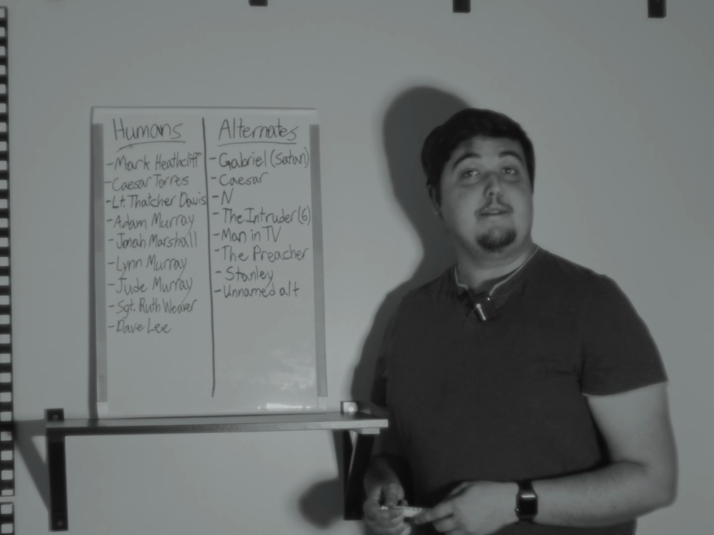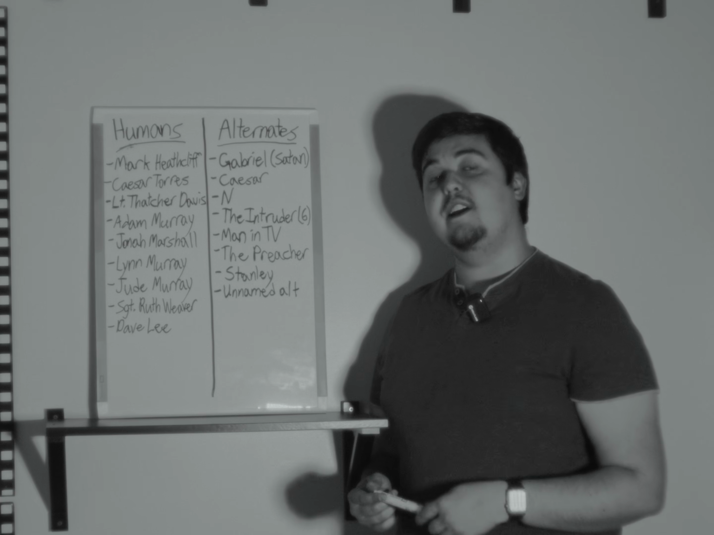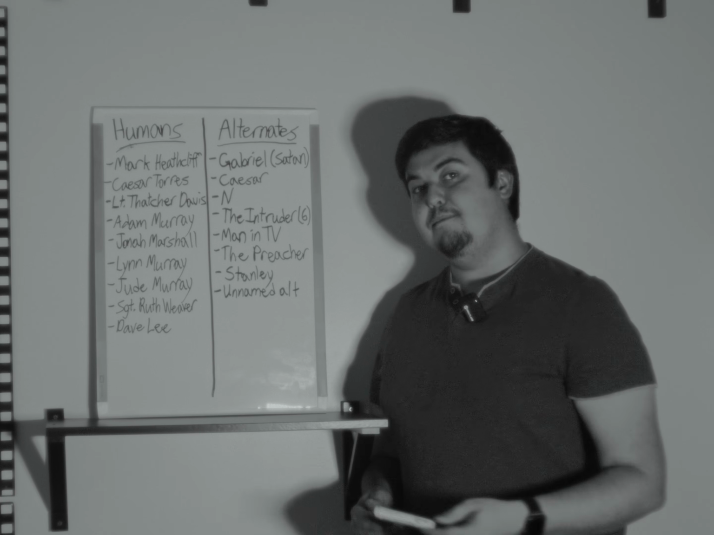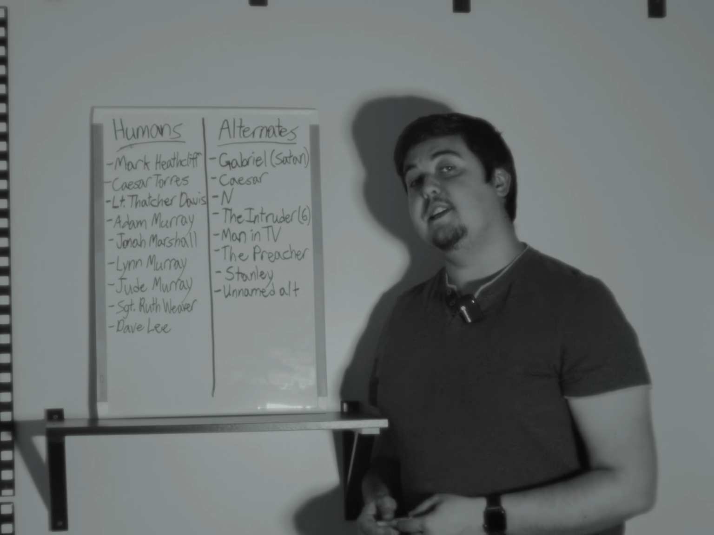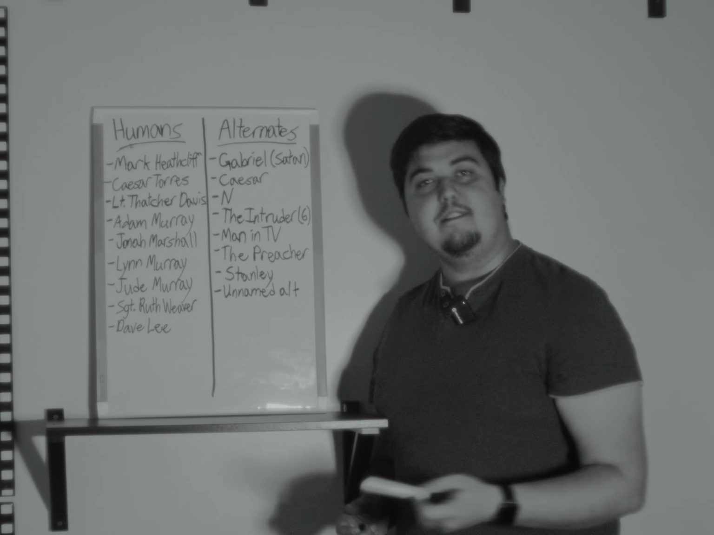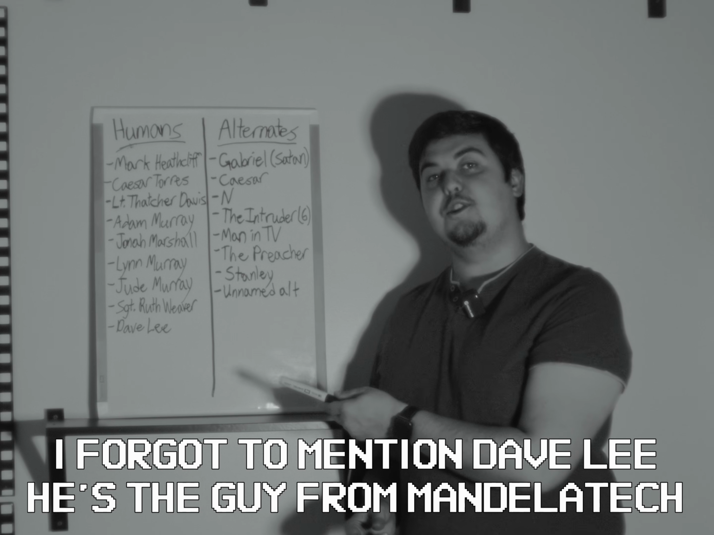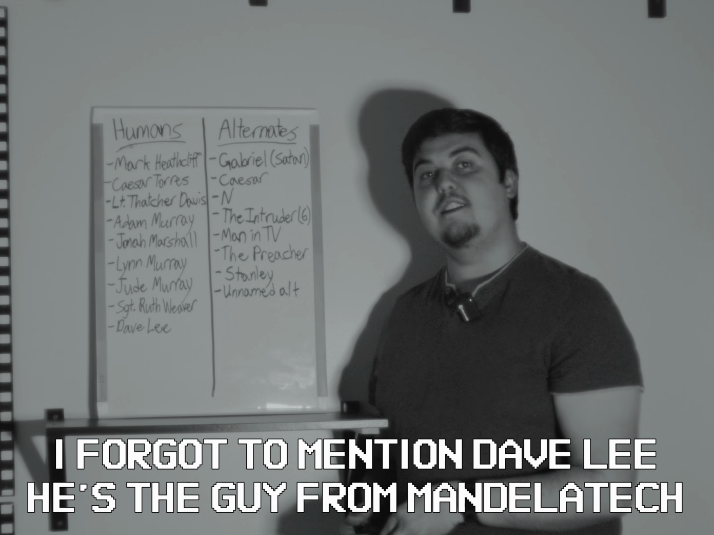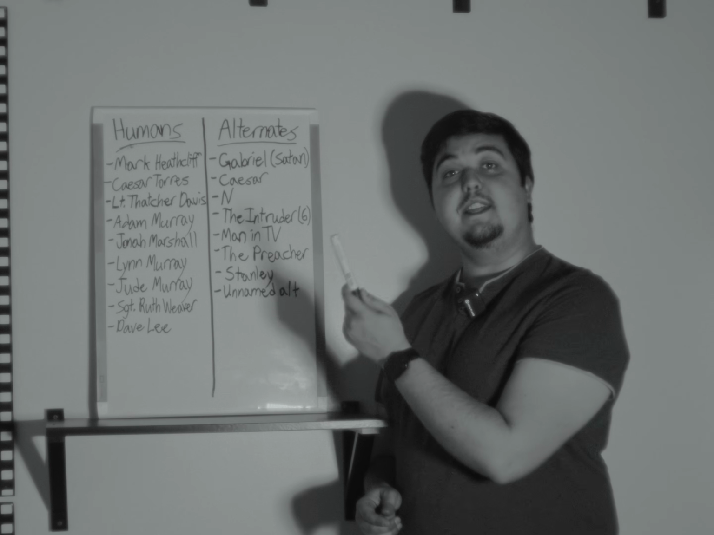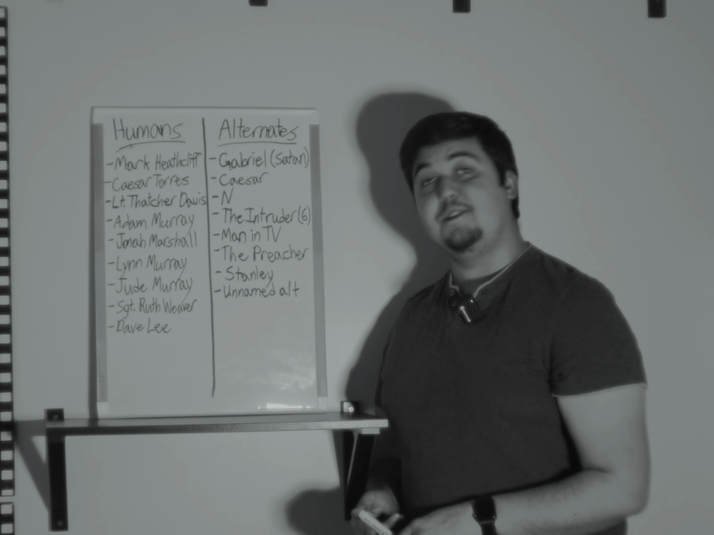Like most volumes of the Mandela Catalog, we now have been introduced to several new characters, as well as been given the names of characters who were previously not named. Firstly, we have Lynn and Jude Murray, the parents of Adam Murray. Then we have Sergeant Ruth Weaver, who's a close friend of Lieutenant Thatcher Davis. And on the alternate side, we have Stanley and the abomination that he helped Adam to create.